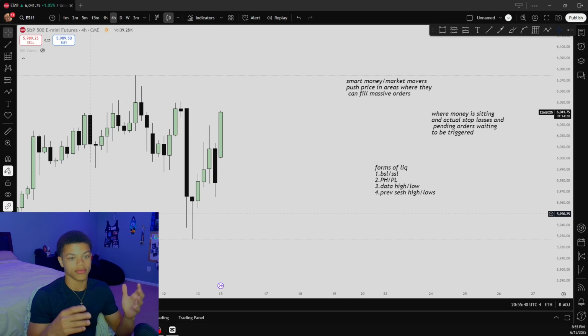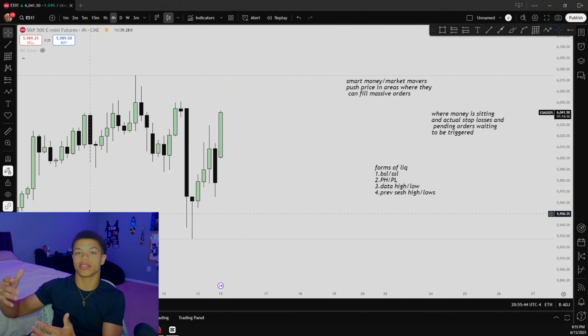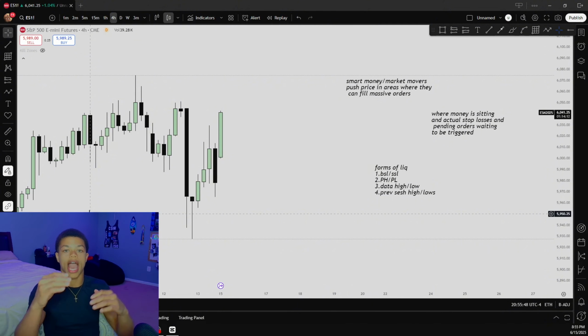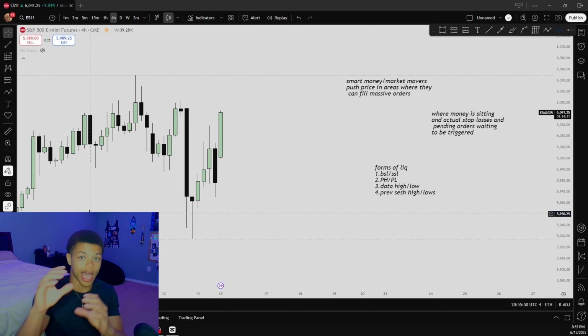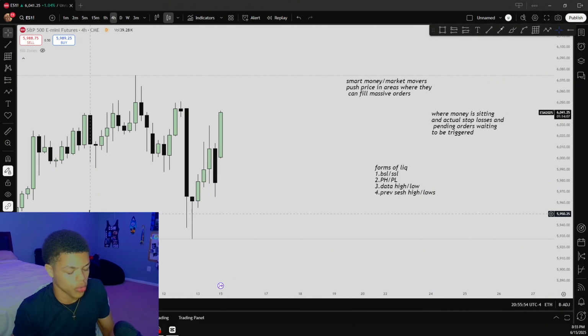But yeah, so that's what the market movers do. And liquidity is just where money is sitting, basically. Liquidity is not invisible. It's an actual real thing. It's actual retail traders, their stop losses, and pending orders. Okay? So, now you know what liquidity is.